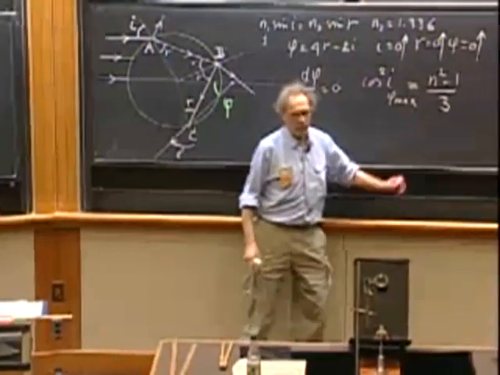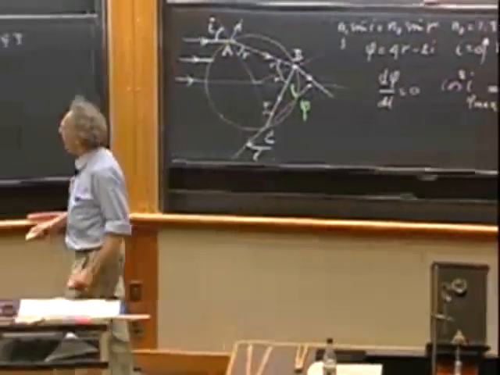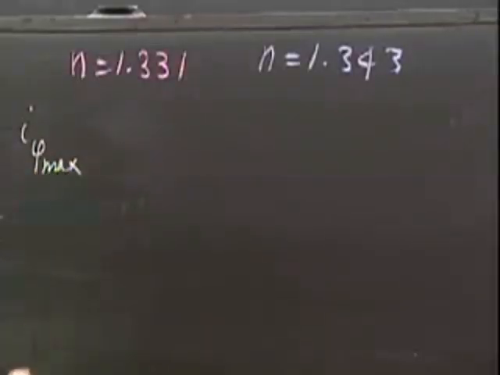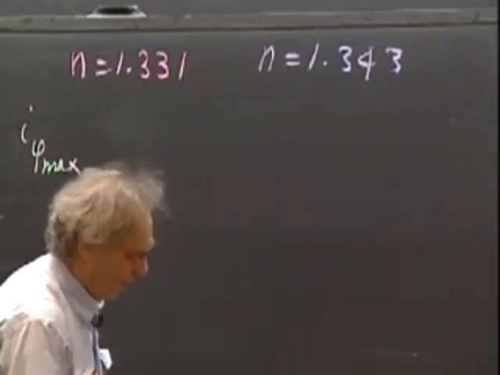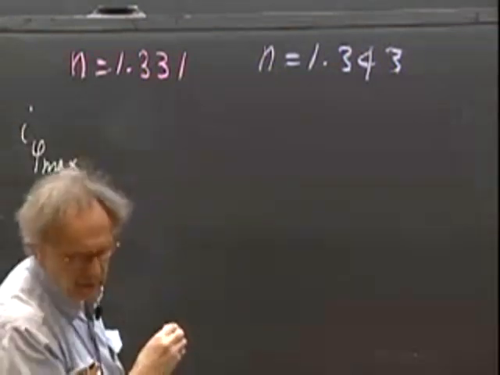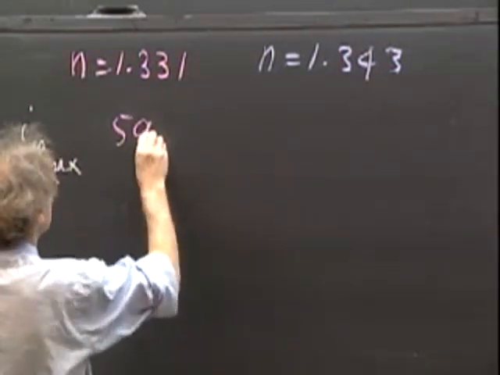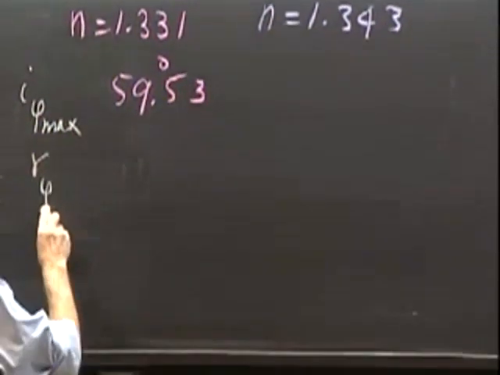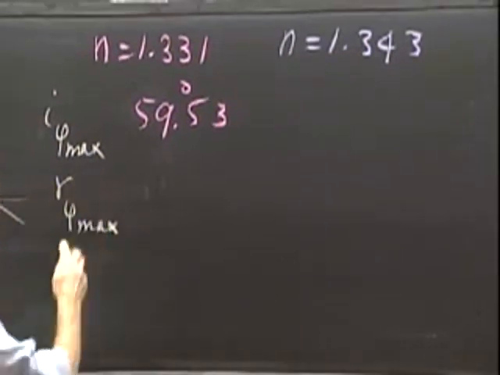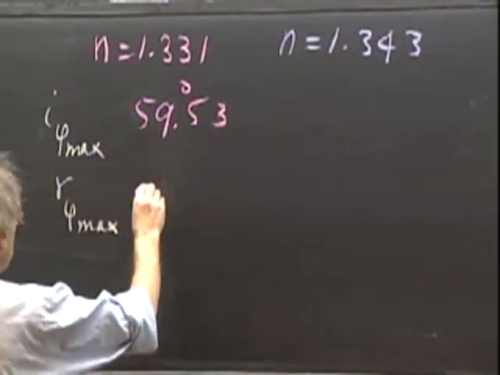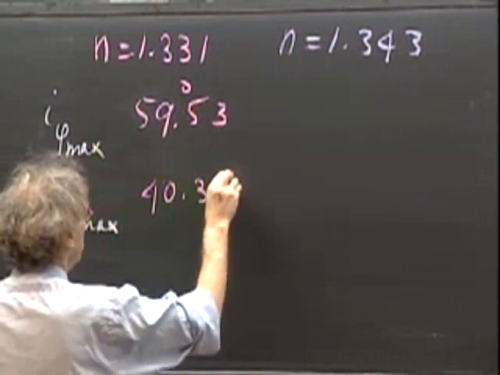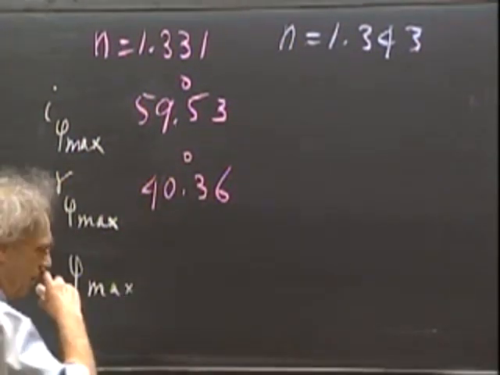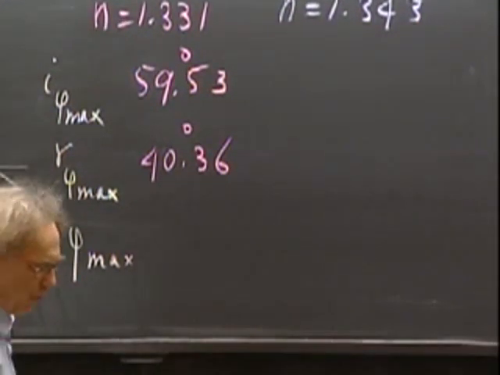And so with this equation now, with these different numbers for n, we can now calculate what I is for which phi is a maximum value. And you will find now 59.53. You can now calculate the value for r, for which phi reaches that maximum. You do that from using Snell's law. You get 40.36 degrees. And so now you have your goal, which is your phi max value, which is 42.37.